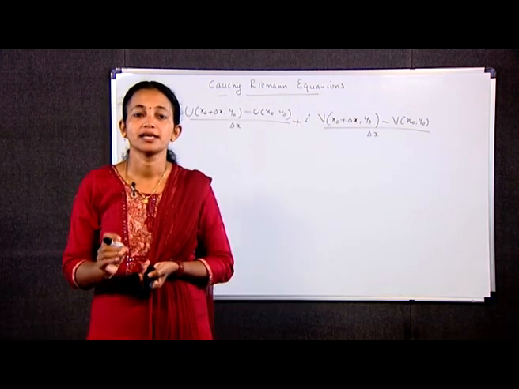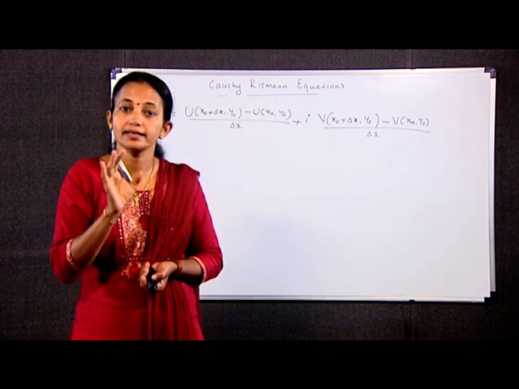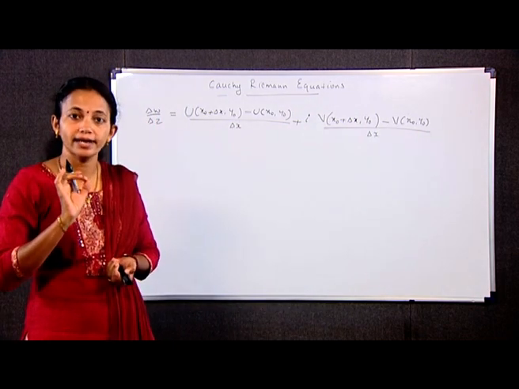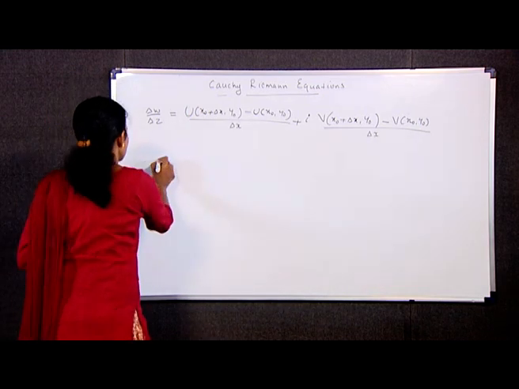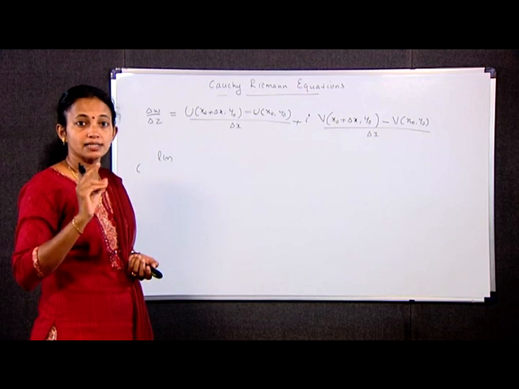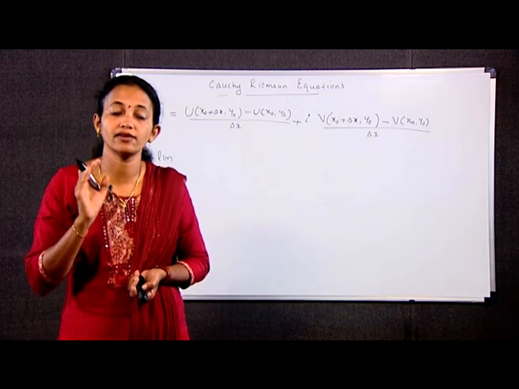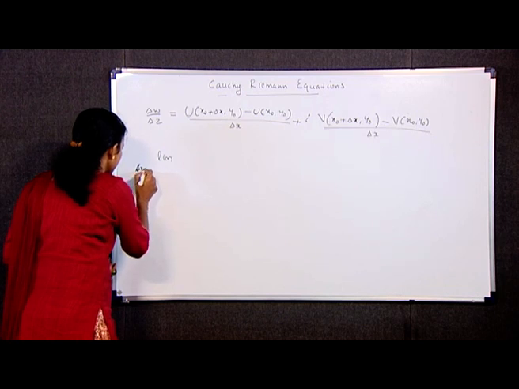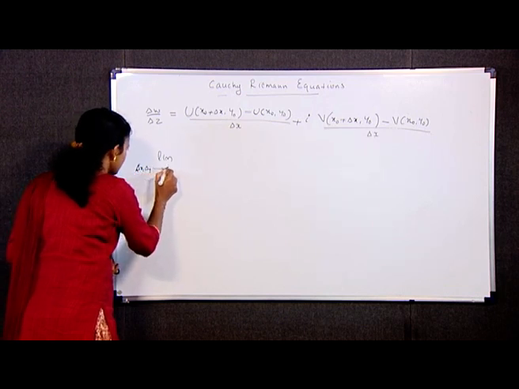Thus, as (delta x, delta y) tends to (0, 0), we have the real part of delta w by delta z equal to the limit as delta x and delta y tend to (0, 0).